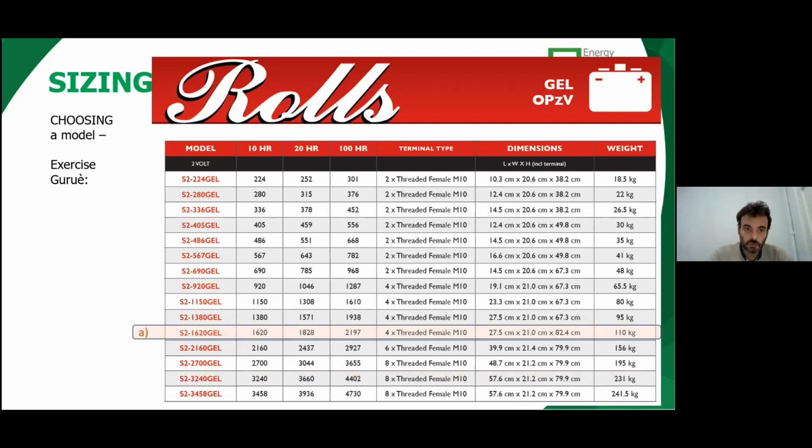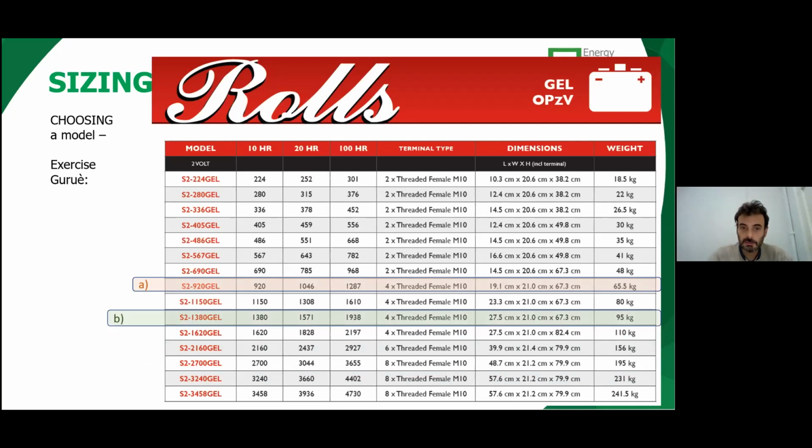My question to you now is, which of these batteries are we going to choose? Are we going to choose this model here, A, or this one here, B, or this one here, C? Which one do we choose? Which one would you choose? A, B, or C?